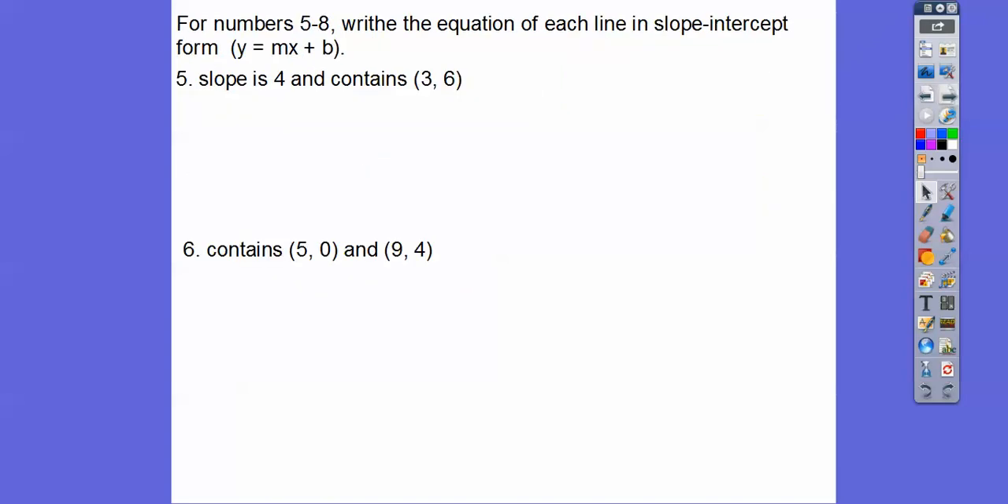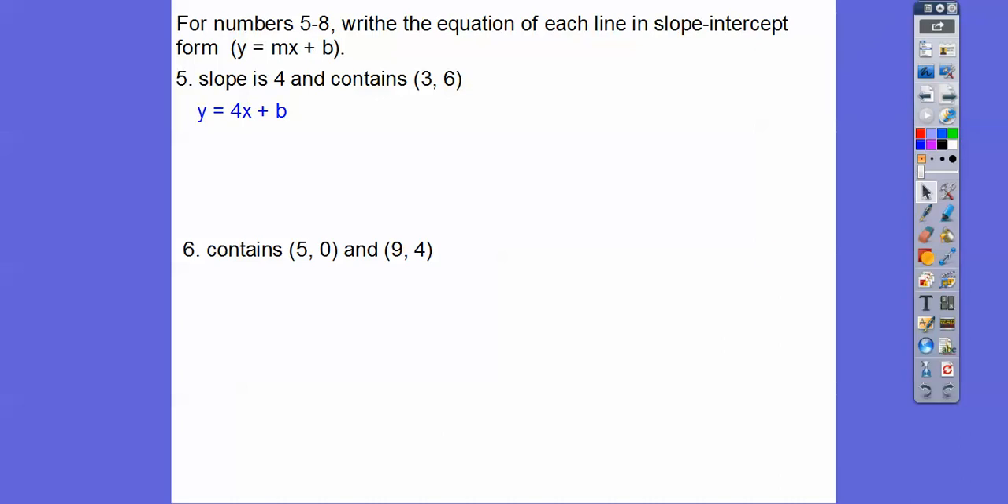For this one, it says write the equation of each line in slope-intercept form, which is y equals mx plus b. There's a couple of ways we can do this. We can do the last bit of slides and put it in point-slope form, or we can just start off in slope-intercept form. I don't know what I did on this one. Oh, I put it in slope-intercept form right off the bat.